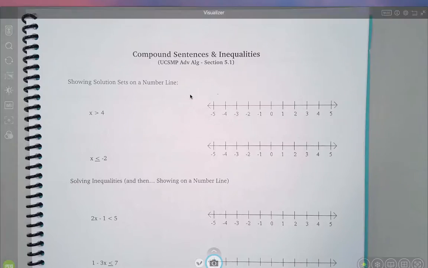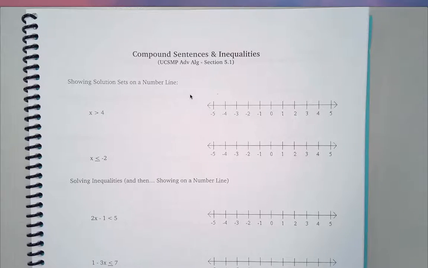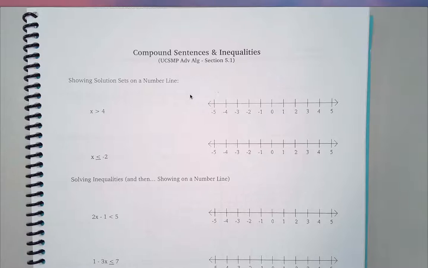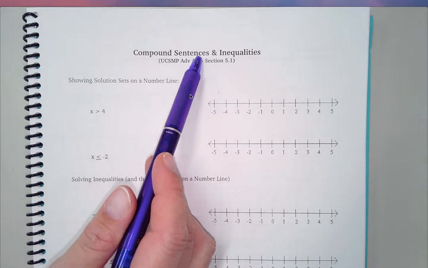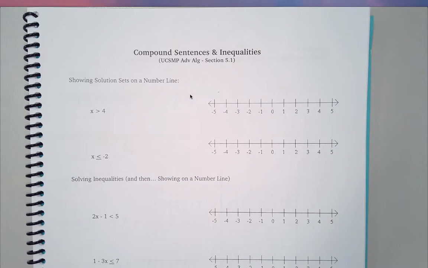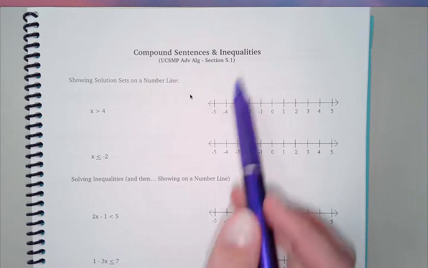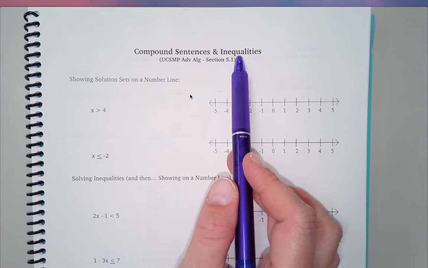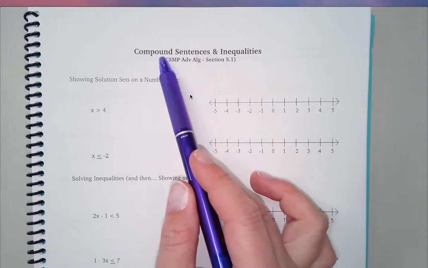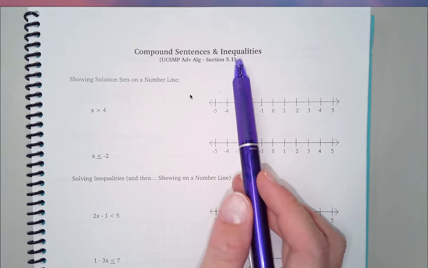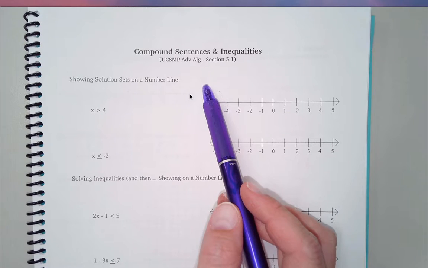Everyone. This lesson today is section 5.1 from your textbook, and the topic is something called compound sentences and inequalities. To be honest, I don't know that you'll ever refer to these as compound sentences again, but your textbook uses that phrasing. Really, it's a matter of sentences involving inequalities, and then compound sentences would be when we're working with more than one of them at the same time and how they interact with each other.